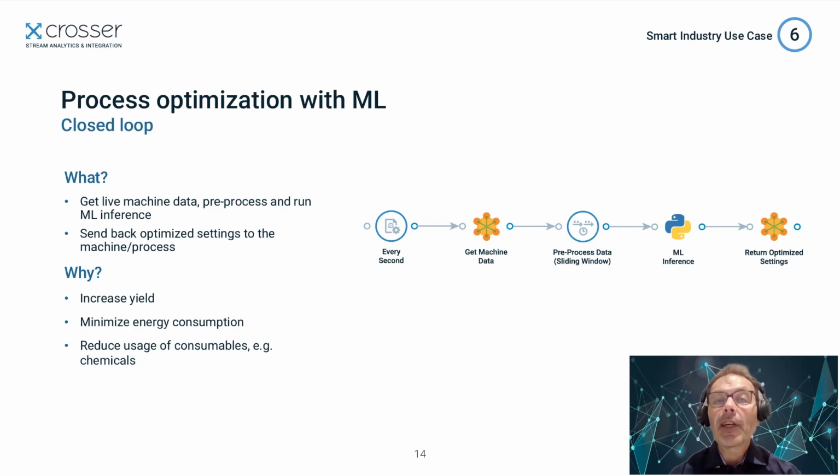So here we first get data from the machines, in this case using Modbus as an example, but it could of course be any type of industrial connector on the input side. So we get a number of data sources or tags from the machines. And we do this repetitively, so we get a stream of data coming out of this input module.